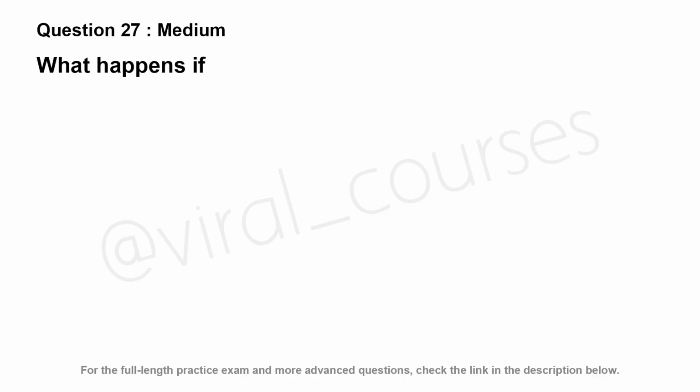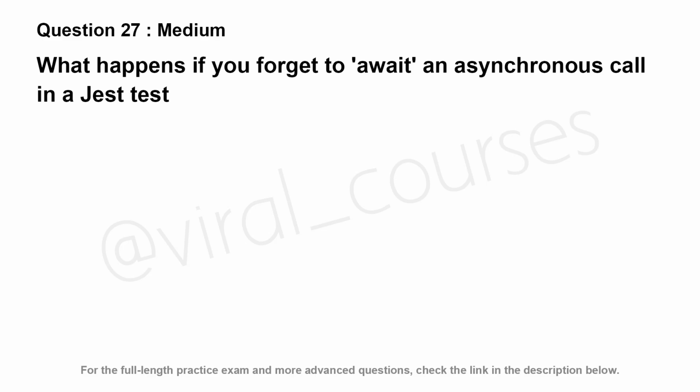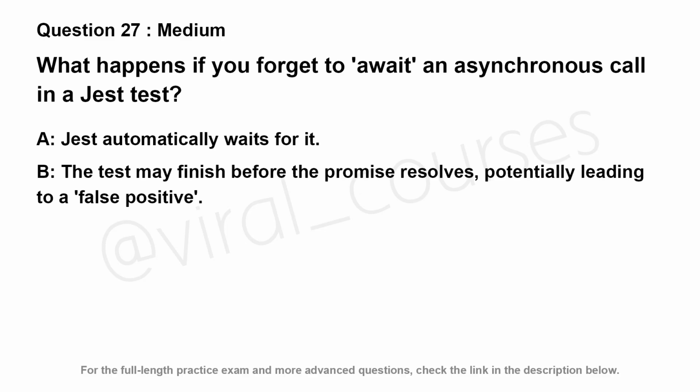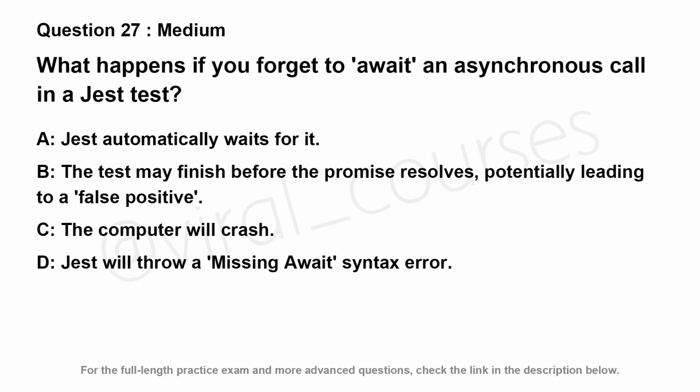What happens if you forget to await an asynchronous call in a Jest test? Option A. Jest automatically waits for it. Option B. The test may finish before the promise resolves, potentially leading to a false positive. Option C. The computer will crash. Option D. Jest will throw a missing await syntax error.